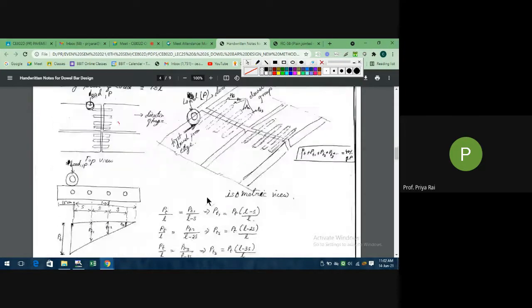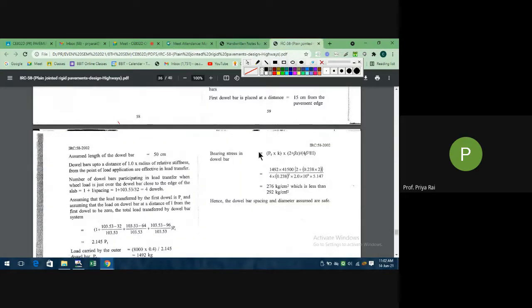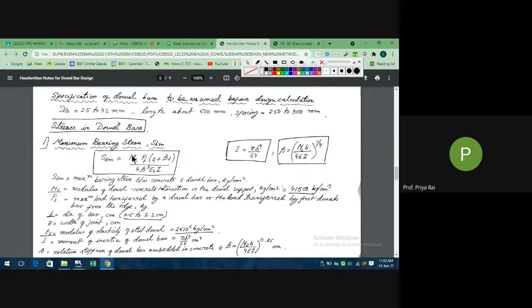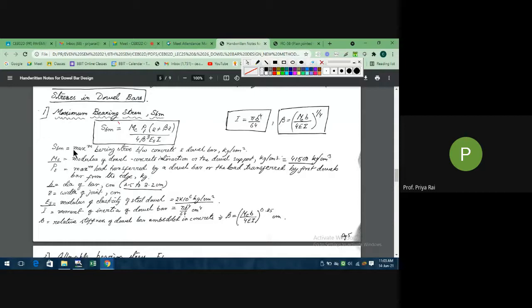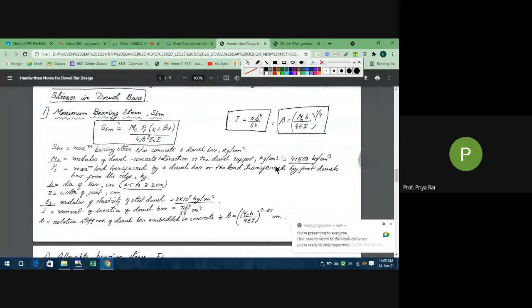In the equation, you need not remember this thing. It is already provided in IRC 58, but you must remember the terminologies, what the different terms related to these notations are known as, as well as their respective units. SBM is the stress, so the unit will be kg per centimeter square. MC is the modulus of dowel concrete interaction, and the unit is kg per centimeter cube.